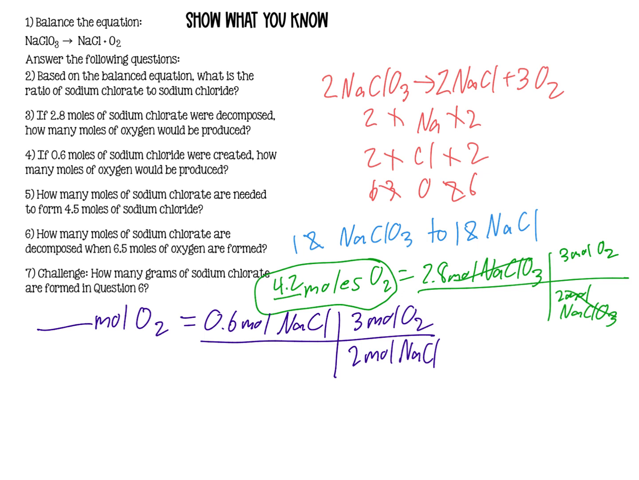Once we cancel out our moles of sodium chloride, we are left with moles of oxygen. And then we take the 0.6, multiply by the top number 3, and divide by the bottom number 2 to get 0.9. So the answer is 0.9 moles of oxygen. Notice how the mole ratio comes directly from the coefficients of the balanced equation.